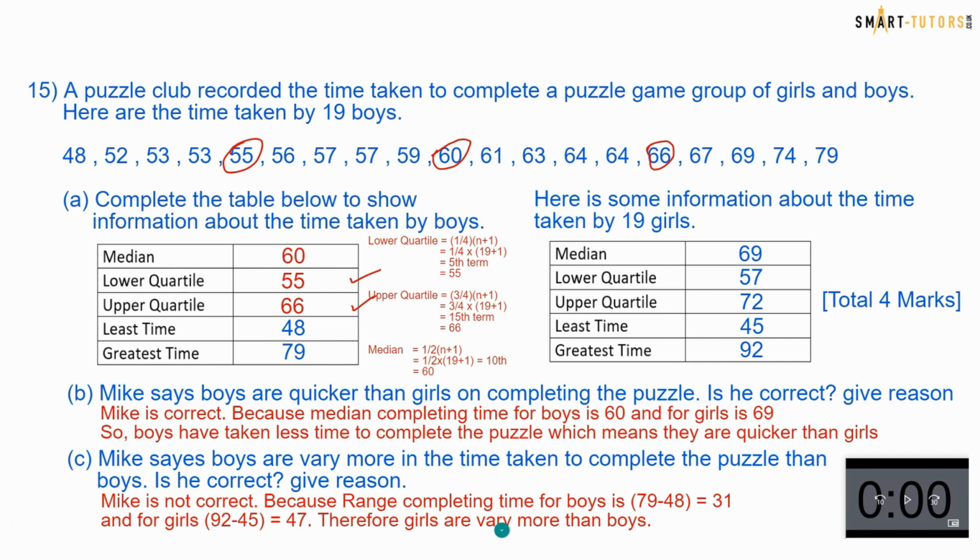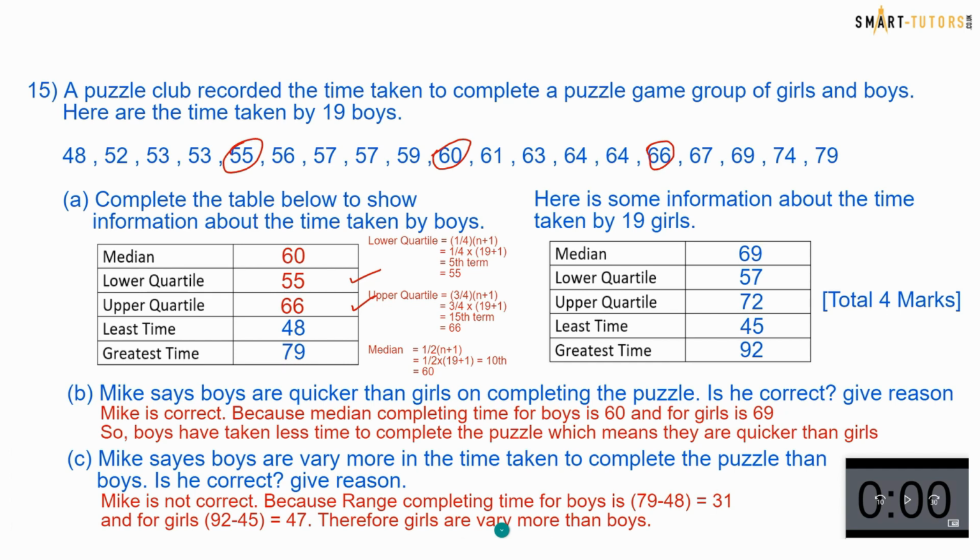So once you've done this one, Mike says boys are quicker than girls on completing the puzzle. So the key here, you need to compare the median. The median is 60 minutes or seconds, so the unit is not given here. So 60 seconds by boys. So Mike is correct because the median completing time for boys is 60 and the girls is 69. So that means girls took too long to complete the puzzle. So the boys have taken less time to complete the puzzle, which means they are quicker than girls. That is the perfect answer.